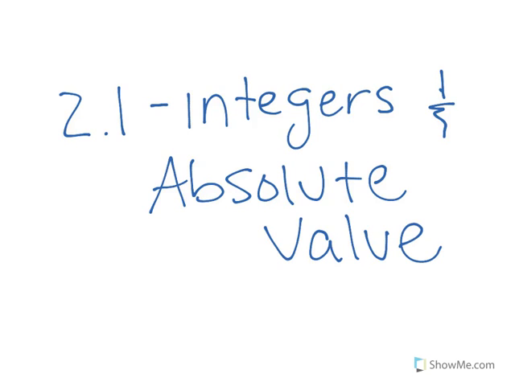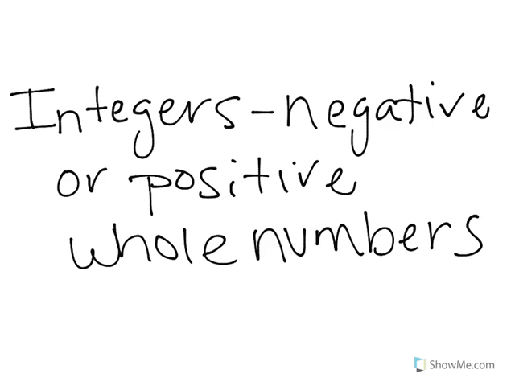This lesson is on section 2.1, titled Integers and Absolute Value. A couple of vocabulary words that I want you to know going into this lesson: the word integers is a term that means negative or positive whole numbers. For example, -1 is an integer, or the number 1 is an integer, -2 is an integer, or +8 is an integer.